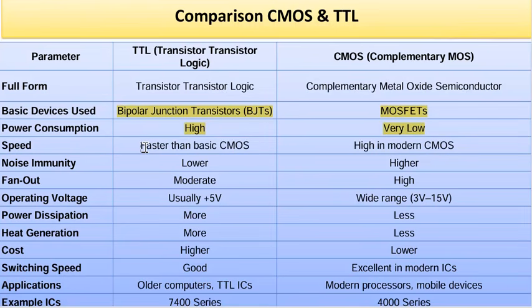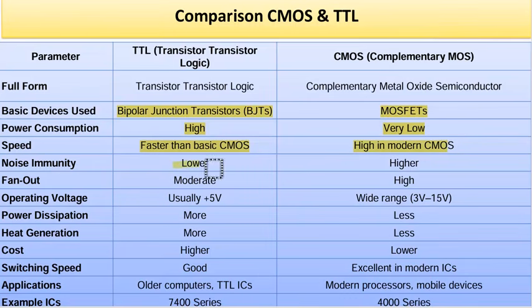The speed is faster than the basic CMOS. Matlab, TTL is faster, where you require a fast application, fast speed, then you need to go for the TTL. And for CMOS, the speed is also high in the modern CMOS.